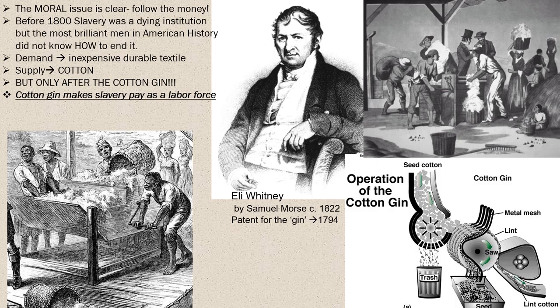So the invention of the cotton gin makes slavery pay as a labor force. I have it on there with a different bullet point marker. It's bolded, it's italicized, and it's underlined. In other words, many of you learned about Eli Whitney and the cotton gin back when you were in grade school or middle school. But what they probably did not tell you is that this makes slavery pay. You have a product of unlimited demand that's very, very useful, but it's hard to harvest. And that's what the slaves are for.